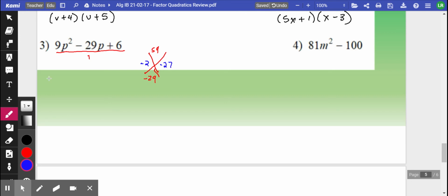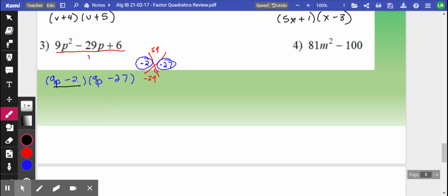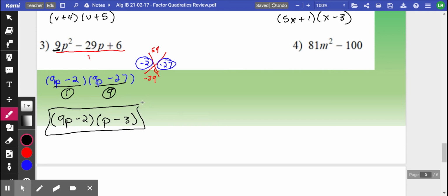Okay. So start it off, put my wings out. I get 9p to start off both binomials. And I put the magic numbers -2, -27. Look for something to divide out. This first one, there's nothing, so dividing by 1. The second one, I can divide those both by 9. 1 times 9 is 9, so that's checking out. And I just divide it. Be careful, this is going to be p minus 3. And that would be my factored form.